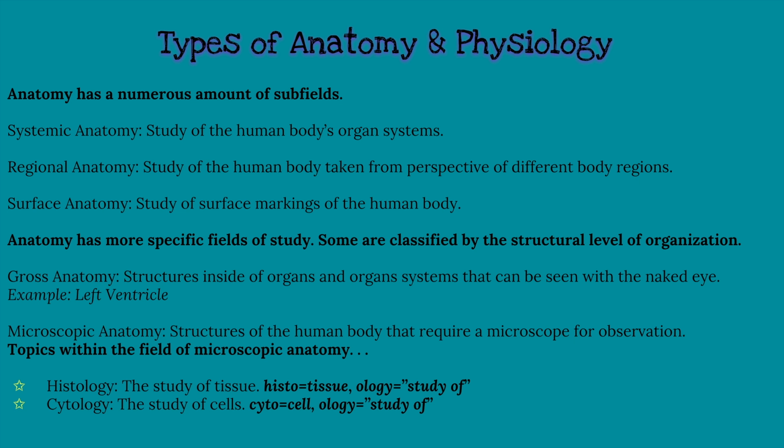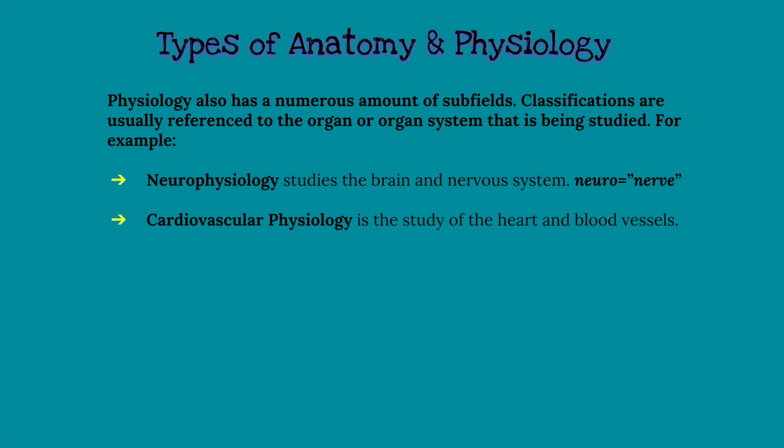There's histology, which is the study of tissue. And then there's cytology, which is the study of cells. Physiology also has its own subfields. There is neurophysiology, which studies the brain and nervous system. There is cardiovascular physiology, which studies the heart and blood vessels. And as you can see, both cardiovascular physiology and neurophysiology have the organ system that is being studied in its name. For example, neurophysiology is studying the nervous system. Neuro means nerve, it's in the name. In cardiovascular, that's kind of self-explanatory.